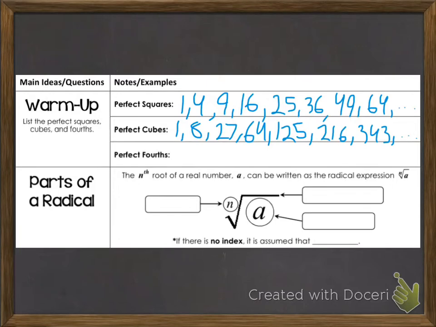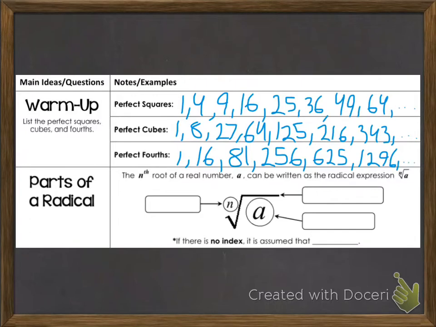Now perfect fourths. We haven't looked at these yet. So this is when you take a number and multiply it by itself 4 times. So that would be 1, 16, 81, 256, 625, got some big gaps between all these numbers, 1,296, and so forth. Once again, just take a number and multiply it by itself 4 times.